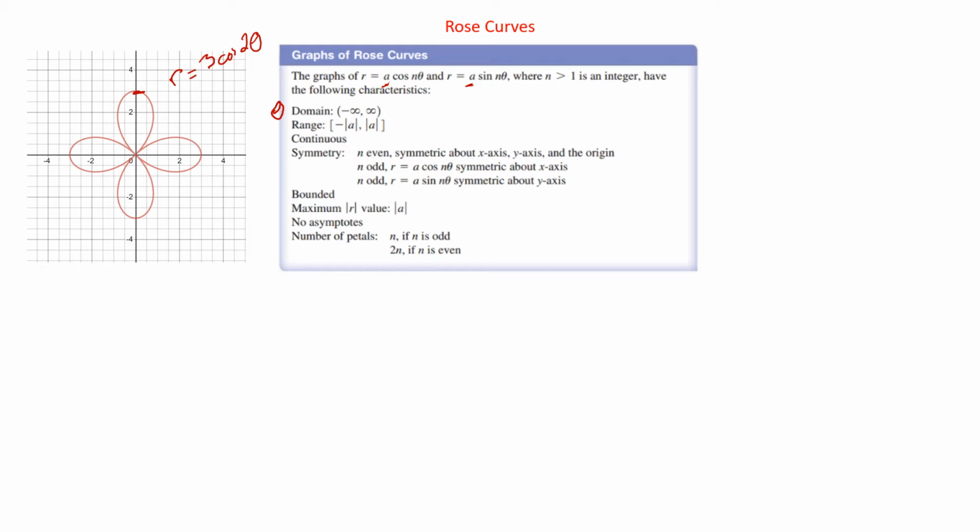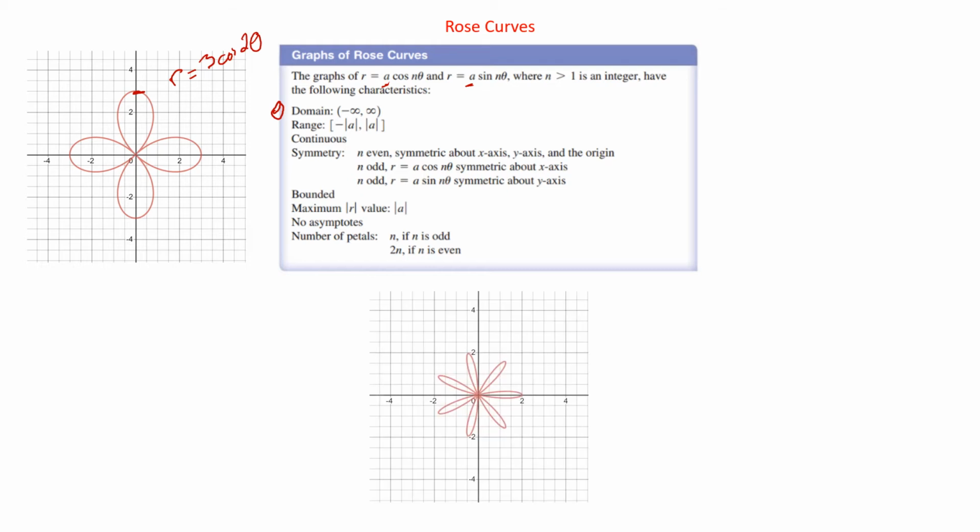We'll see what the sine looks like in a minute. The sine is rotated, but it's still going to have the same symmetries. Another one could look like this. This one has 1, 2, 3, 4, 5, 6, 7 petals. So it's odd, so we're going to have cosine of 7 theta. And then our radius is 2. So that's 2 cosine 7 theta.